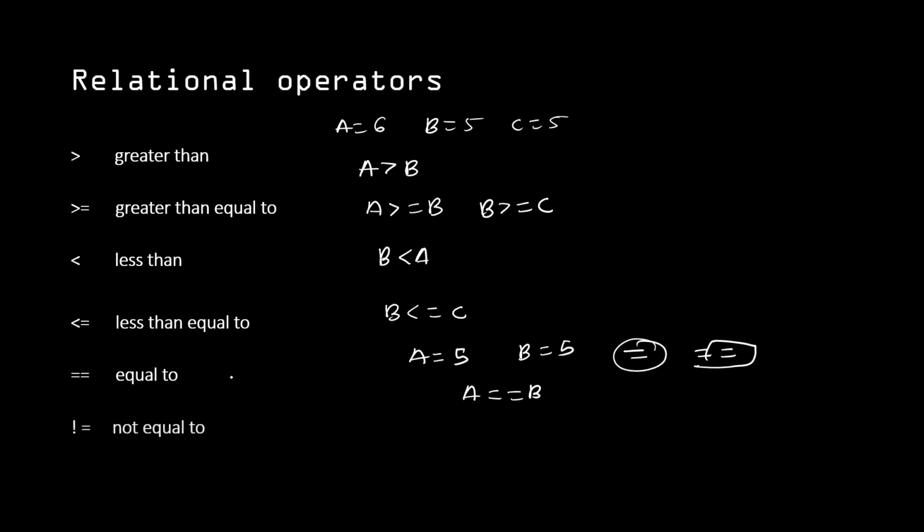So our next operator is the not equal to operator. Let me say I have a's value as 6 and b's value as 7. And if I write a condition, a != b, this is a valid statement because a's value is not equal to b's. So this is how we can compare whether both values are equal or not.